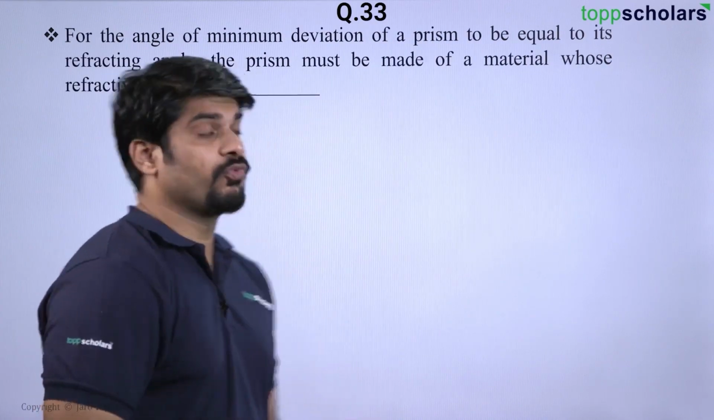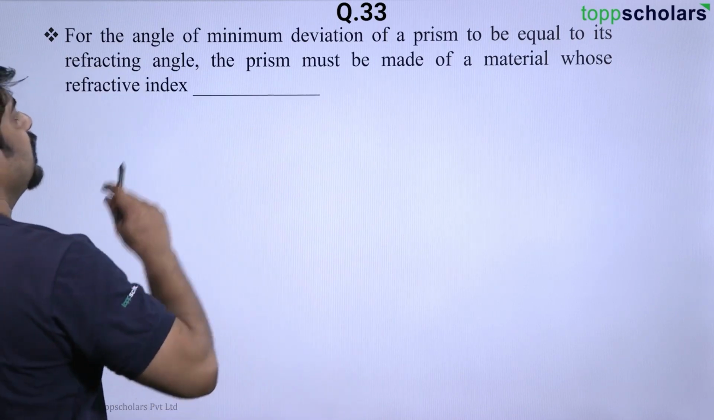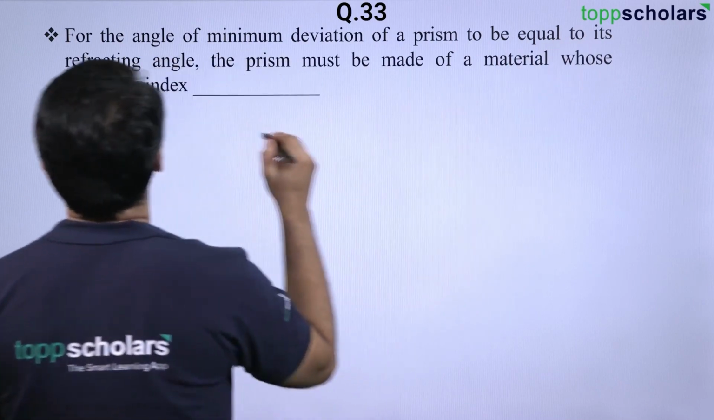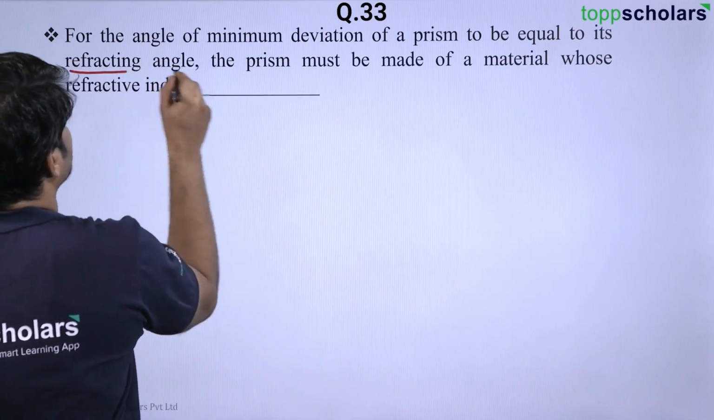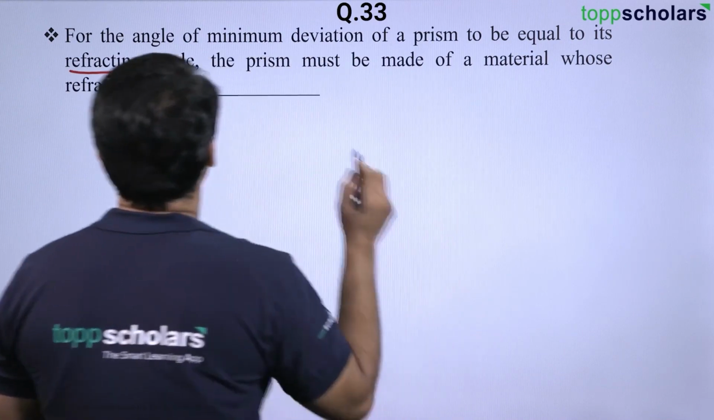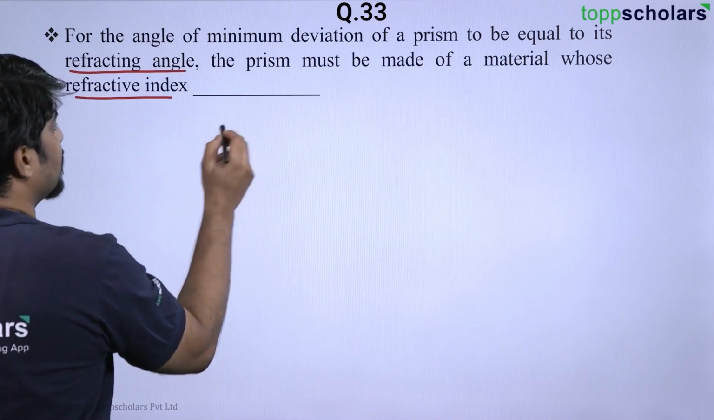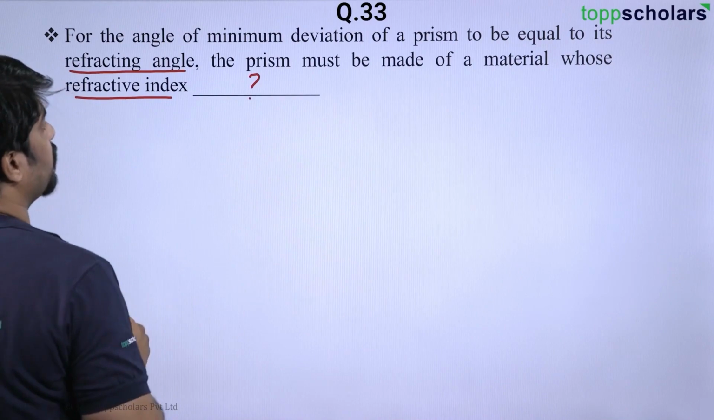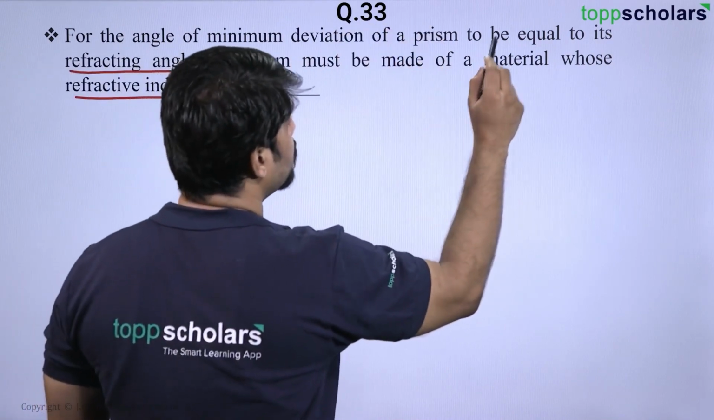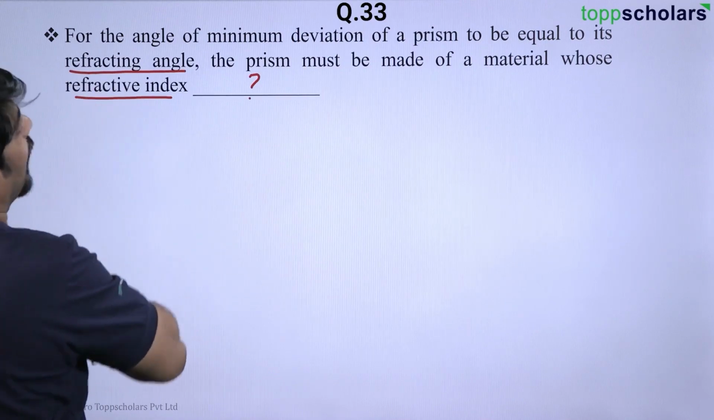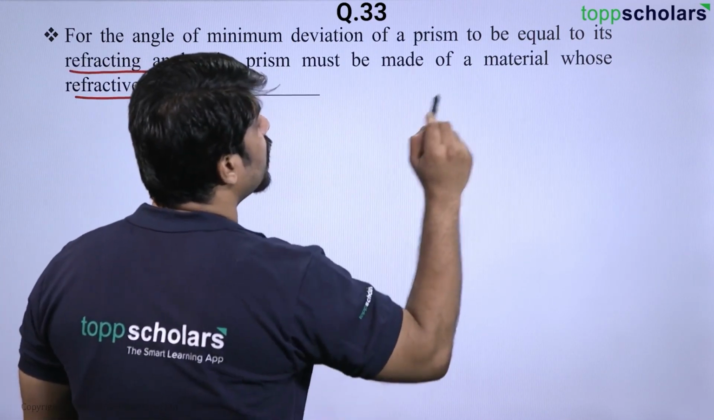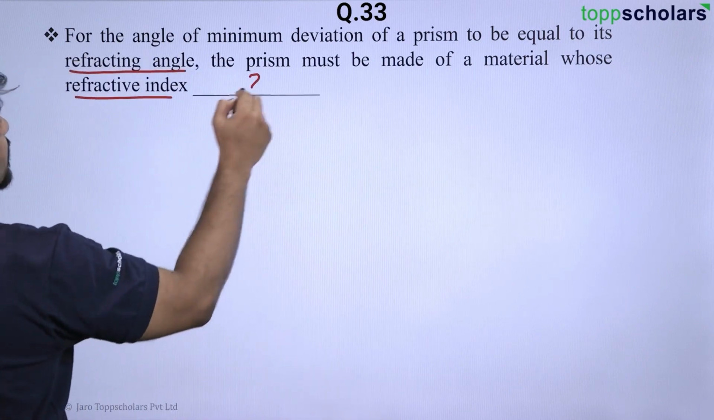So, here is another question. For the angle of minimum deviation of a prism to be equal to its refracting angle, the prism must be made of a material whose refractive index is what? Again, for the angle of minimum deviation of a prism to be equal to its refracting angle, the prism must be made of a material whose refractive index is what?